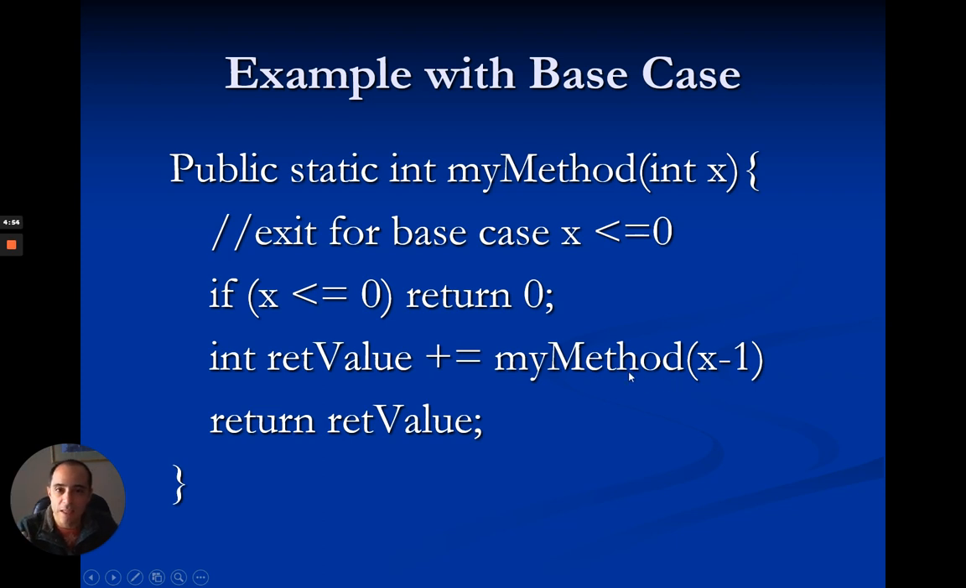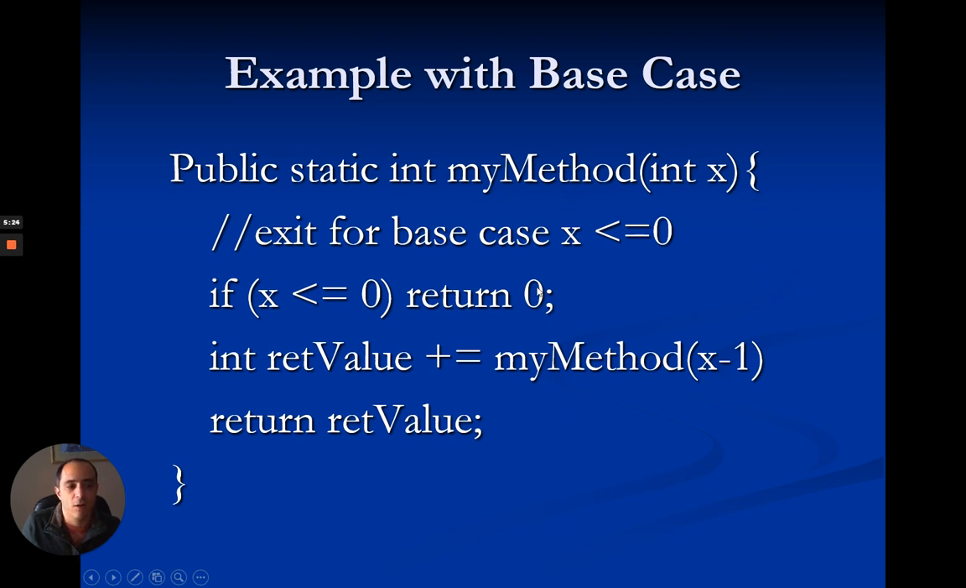Now remember, one of the keys here is that something has to change with each call, or else we're never going to get to that base case. And so in this case, what's happening is it starts off at x, let's say it's 5. Then it's going to call the method with 4. And then it's going to come back up here. And then it's going to call the method at 3. And then it's going to go back and call the method at 2. Then it's going to go back and call the method at 1.